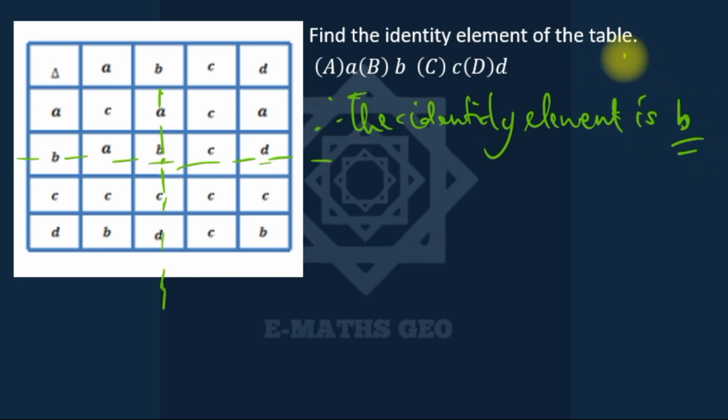So option B. Whenever you are given a table, just look out for the arrangements in the first row and first column: A, B, C, D, A, B, C, D. Then we check another row and column aside from the first one that will also read A, B, C, D. As you can see, this is A, B, C, D and this is A, B, C, D. Their point of intersection is our identity element.